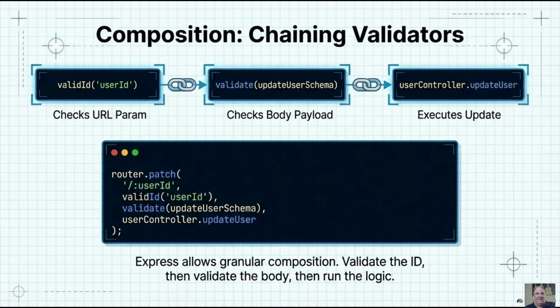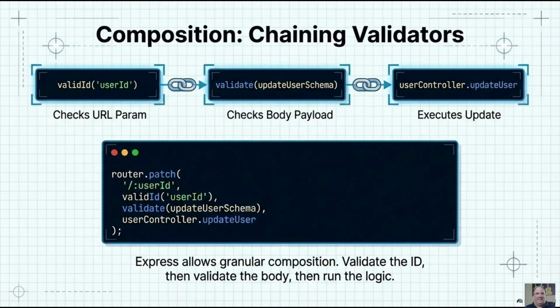Composition: chaining validators. So here's where the middleware pattern really shines. It's composition, right? Where you can chain multiple validators together on a single route. Look at this PATCH route here. For updating a user, we've got three middleware functions in a sequence. First, validateId. Checks that the URL parameter is a valid ObjectId. Second, validate update user schema. Checks that the request body contains valid update fields. And third, the actual controller function runs the update. Okay.